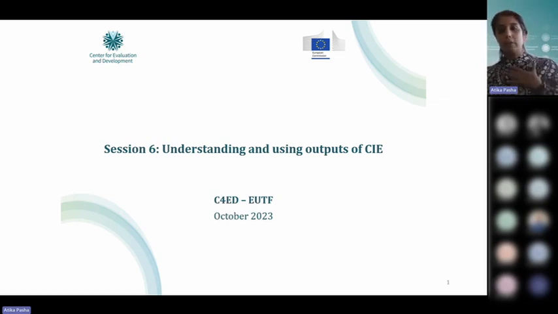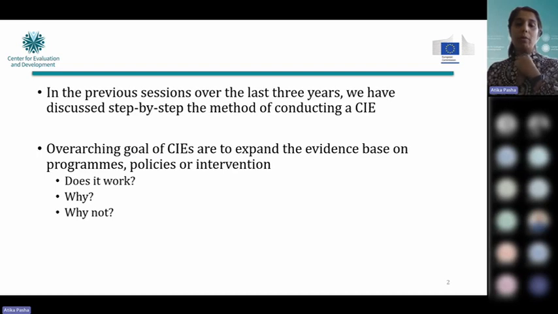which, at least in the case of C4ed, is generally based on CIE methods or counterfactual impact evaluation methods, right? Through this session now, our logic is to try to understand why we've been having these trainings, right? So over the past 3 years, we went step by step in first telling you about how to conduct a CIE, so kind of designs that exist and so on. The second year was more about the data that you need and how you acquire clean and good data to inform your design.